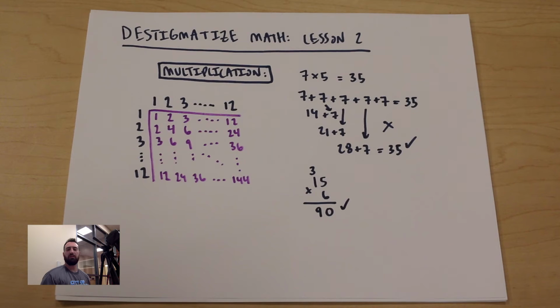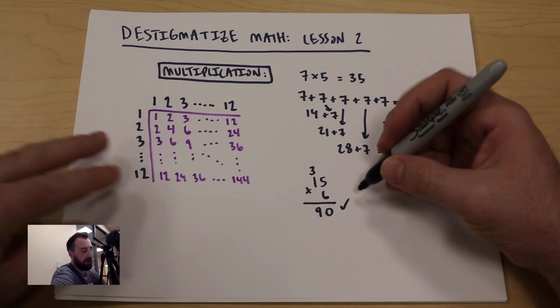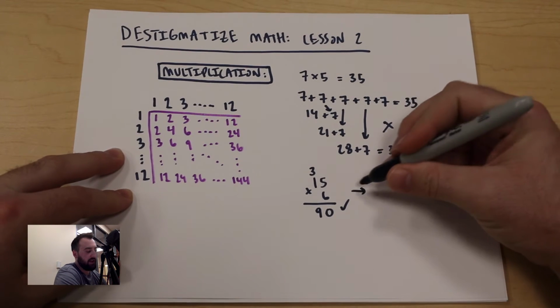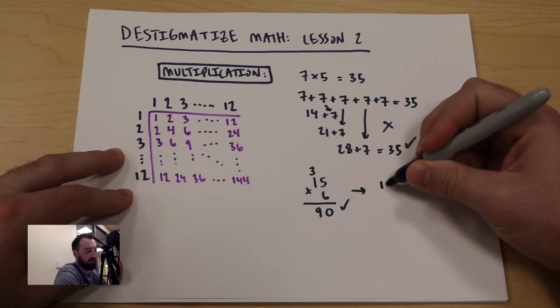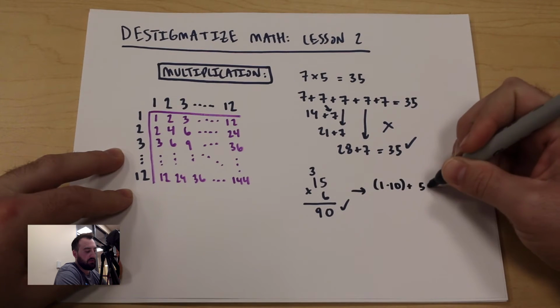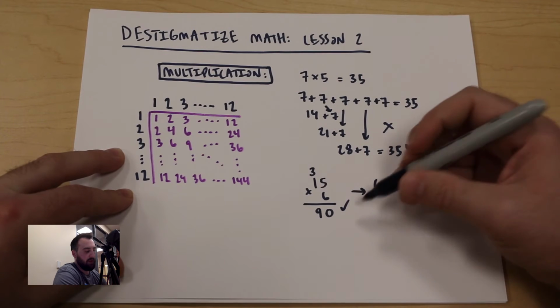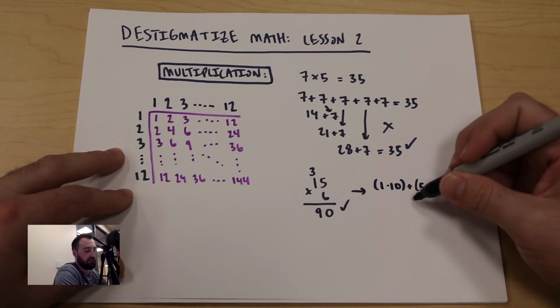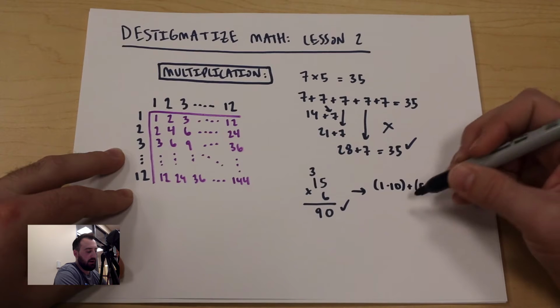So what in the world is going on there with the carrying? Because we already talked about carrying in addition. So what's happening when you carry in multiplication? Well, again, let's break this number down. The 15 can be broken up into 1 ten and 5 ones. And then the 6 is just the 6, obviously. It's just 6 ones.